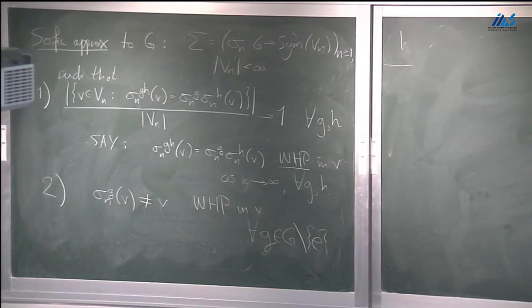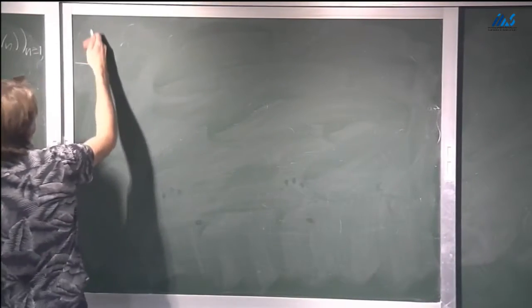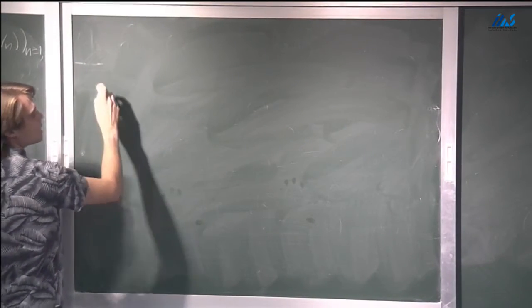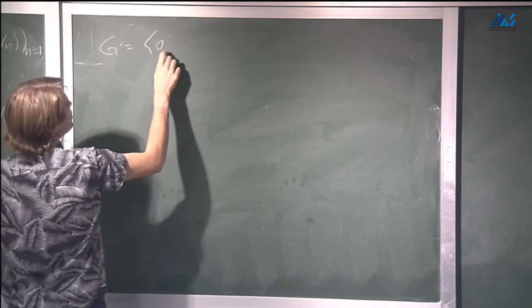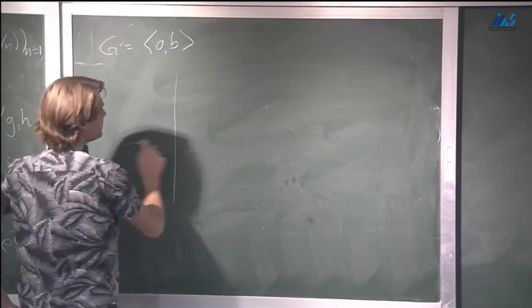Let me draw the sort of picture that goes with it. So you might like to imagine this when G is finitely generated, and let's imagine this when G is actually a free group, say on two generators. Then there's a corresponding Cayley graph. It's just a tree.